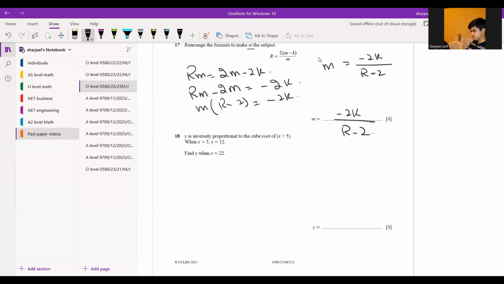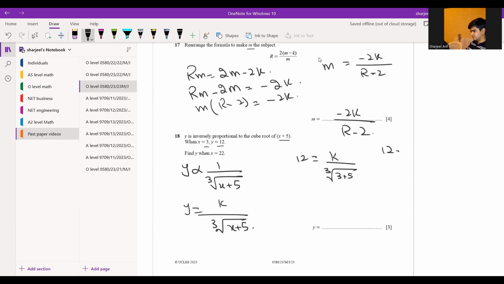For question number 18, we have the proportionality. y is inversely proportional to the cube root of x plus 3. This is the proportionality. Change it to an equation to get this equation. Now we have x equal to 3 when y is 12. So y is 12, x is 3. This will become 12 equals k divided by cube root of 8. 12 will be equal to k by 2 and k will be equal to 24. So our equation will become y equals 24 divided by cube root of x plus 5.